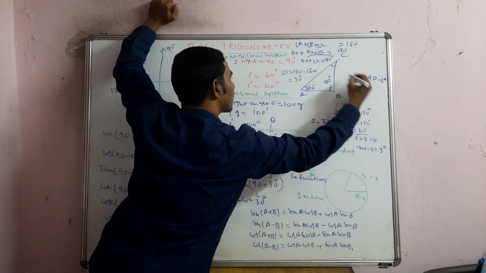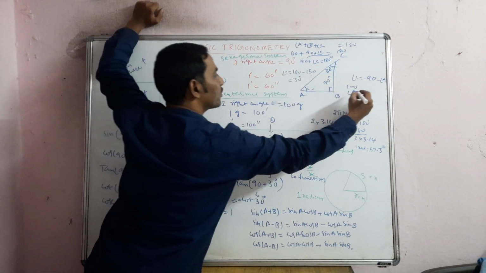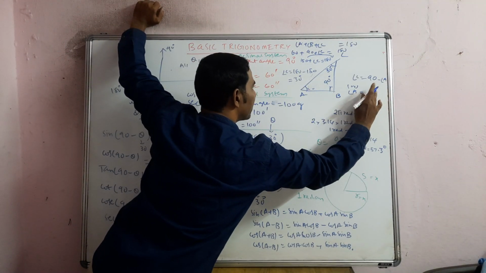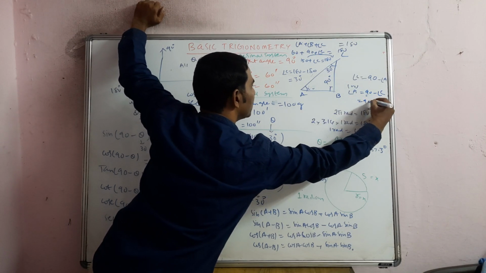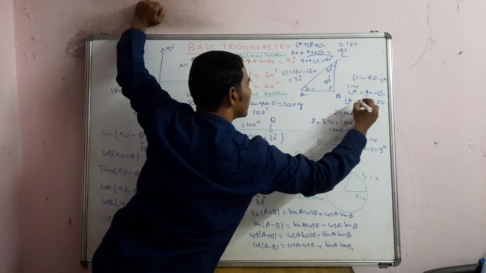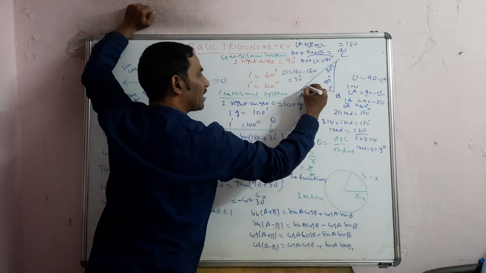For example, they already give you 30 here, and you don't know the angle here. So simply take angle 90 minus angle C. What is angle C? 30. So automatically it will be 60. So the angle here we get is 60. So you remember this: the 90 stays the same.